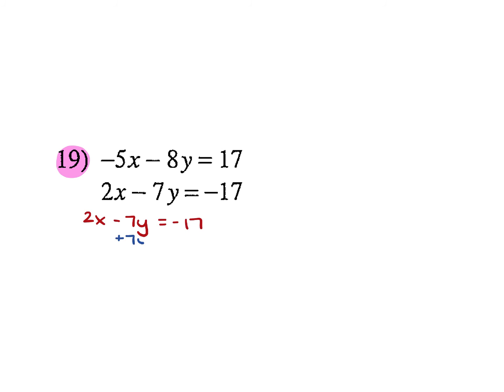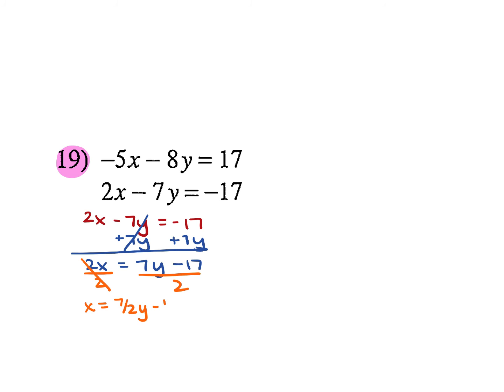So I'm going to take the 2x minus 7y is equal to negative 17, and I'm going to solve it for x. I'm going to add the 7y to both sides. I get 2x is equal to 7y minus 17. And then I divide each side by the 2. So I get that x is equal to 7 halves y minus 17 over 2. I'm going to take that expression and plug it in for x in my top equation. So I'm going to have negative 5 times 7 over 2y minus 17 over 2, minus 8y is equal to 17.